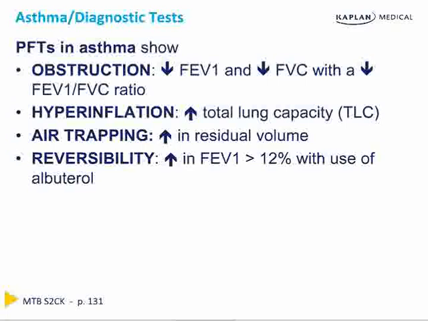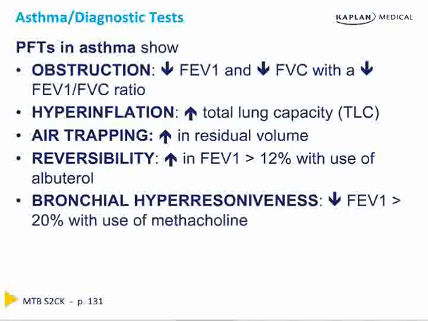And lastly, you can also see evidence of bronchial hyperresponsiveness. This is when you administer a cholinergic agent, such as methacholine, which is going to cause some degree of bronchoconstriction. In somebody with hyperactive airways, like an asthmatic, you're going to see a very large decrease in the FEV1. It's actually going to drop by about 20% of their baseline, and that defines bronchial hyperresponsiveness.